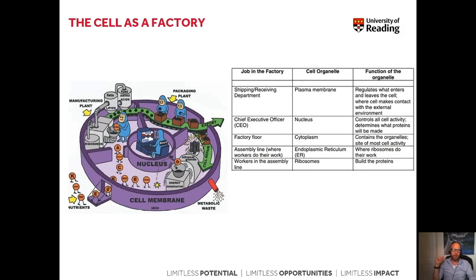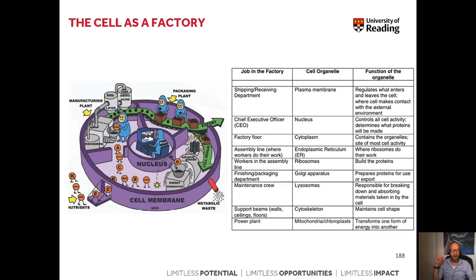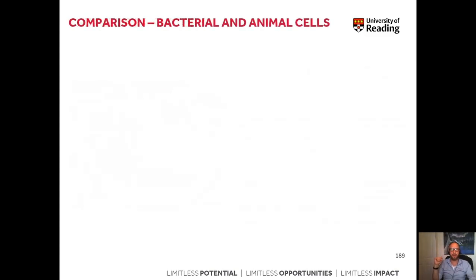We have the ribosomes, they do the job actually, and we have the Golgi apparatus, which prepares proteins for use or export, and this corresponds to a finishing and packaging department. Finally, we have the lysosomes that are the maintenance crew of the cell, and the cytoskeleton, which is the support beams, walls, ceiling and floors. And last but not least, we have our mitochondria, that are the power plants of the cells and transform one form of energy into another.